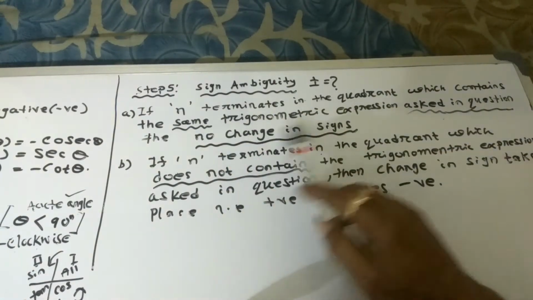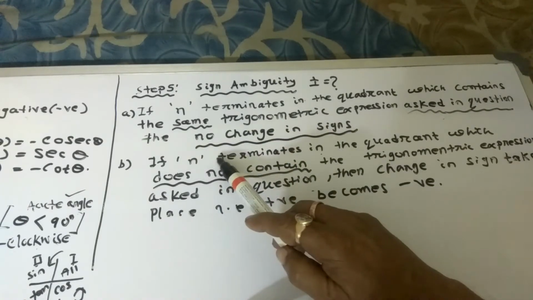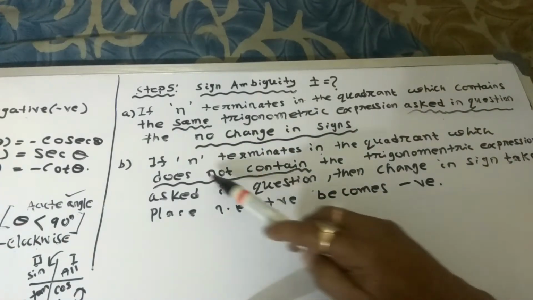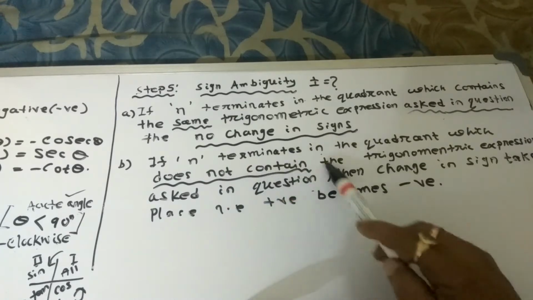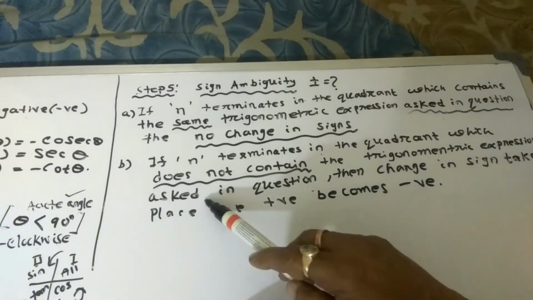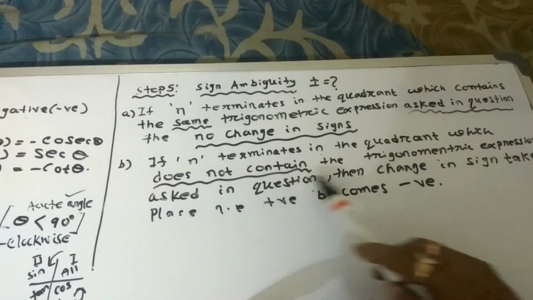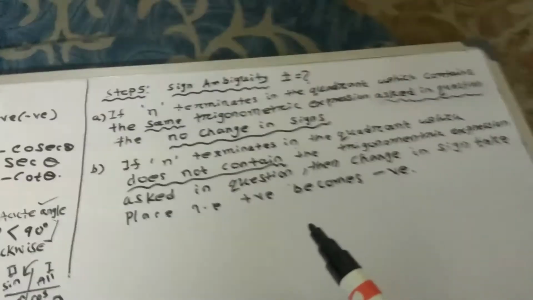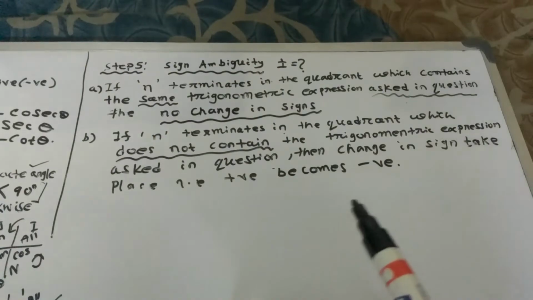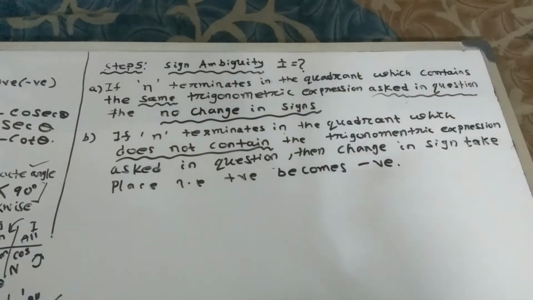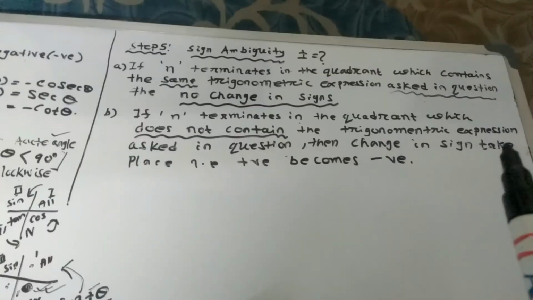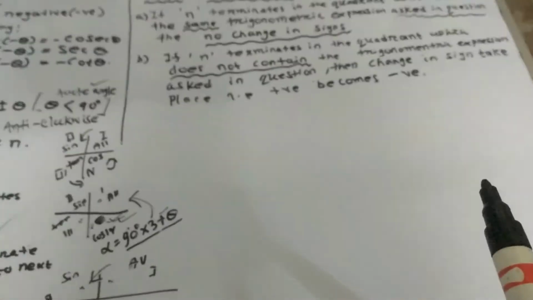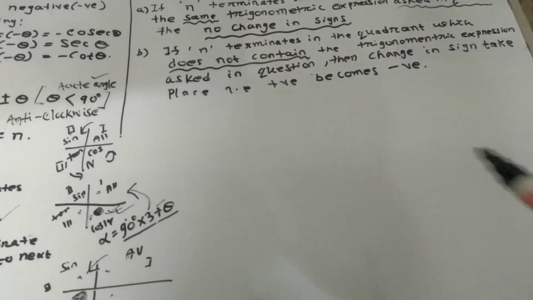If n terminates in a quadrant, after counting, that does not contain the same trigonometric expression as asked in the question, then you have to change it to a negative sign. Positive becomes negative, because you have already made all angles positive in step 1, so you have to change it to the negative sign. I think you have understood this.